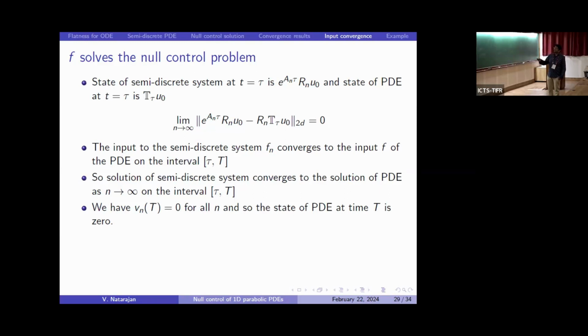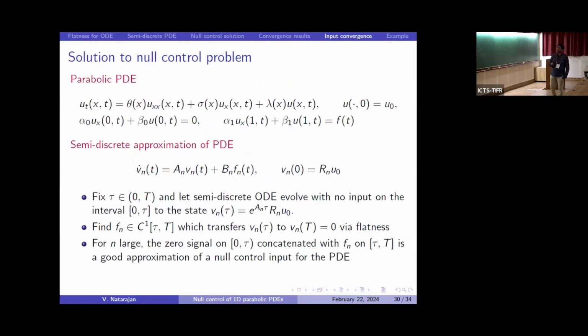Now this F_n that we have, for this initial state, ensures that the state of the semi-discrete system is 0 at capital T. That's because F_n is a null control signal for the ODEs. So therefore, because v_n(T) is 0 for all n, we can conclude u(T), the solution to which the v_n's converge, is also 0. Or the solution of the PDE at capital T is also 0.